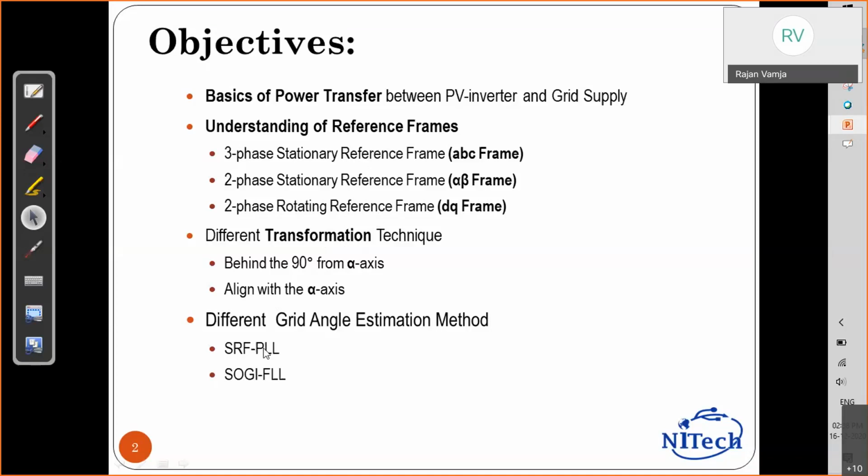Once we understand the SRF PLL, we will go for the implementation aspect. Then we will see the demonstration of how we have implemented it, and how you can implement the same thing in your laboratory. With this, can I start now?